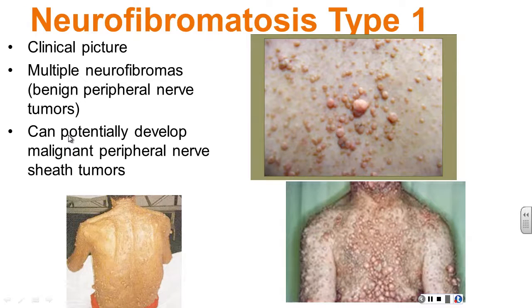The danger here, besides the aesthetic effect and the things that come along with that, is that these can potentially develop into something worse, and these people can develop malignant peripheral nerve sheath tumors. So you can actually eventually develop cancer. And in some cases, some of these neurofibromas, even if they're not cancerous, can get so big that they end up interfering with daily functions as well.